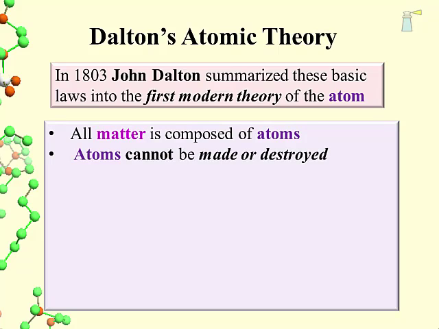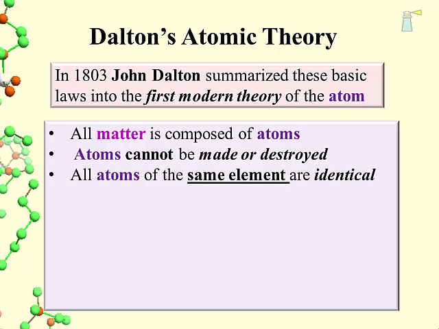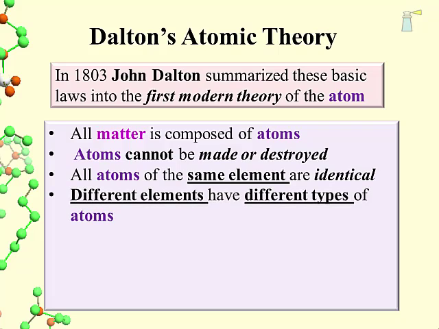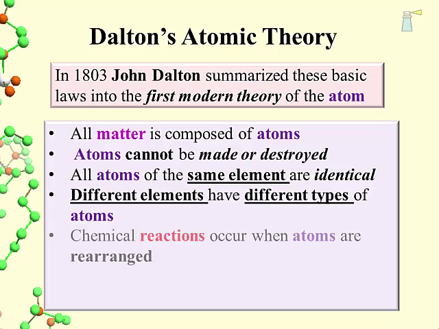Next, atoms cannot be made or destroyed. Law of conservation of mass. All atoms of the same element are identical. All carbon atoms are alike. Different elements have different types of atoms. The element oxygen and the element hydrogen have different types of atoms.